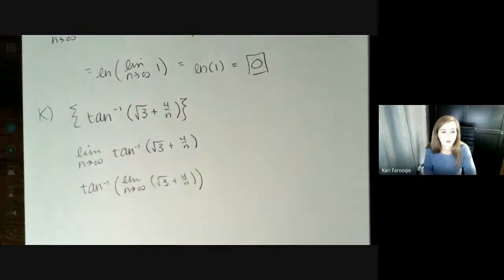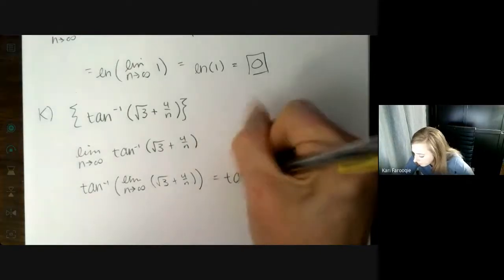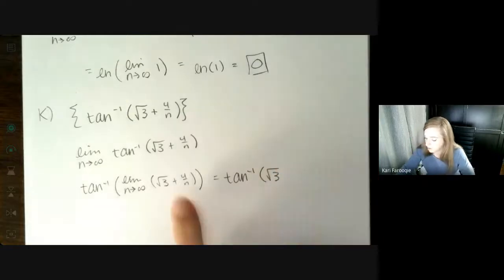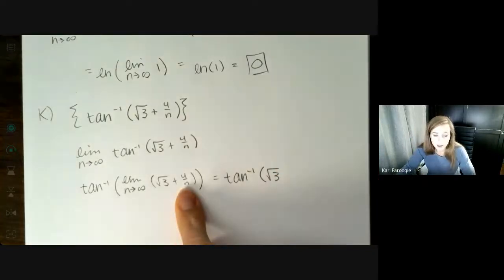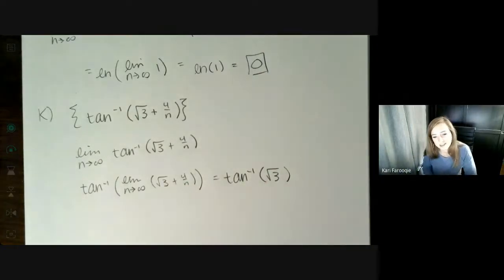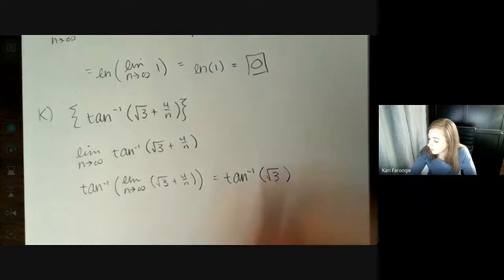So we'll take the inverse tangent of the limit as n approaches infinity of this function. And this is going to be the inverse tangent of the square root of 3. And then the limit as n approaches infinity of 4 over n is 0. And then you just have to remember how to find the inverse tangent of the square root of 3. So you're asking yourself, the tangent of what angle is the square root of 3? And I'm going to tell you it's pi over 3.